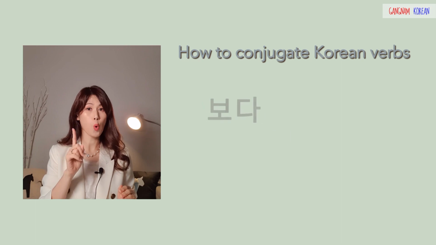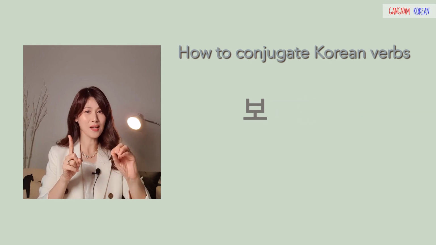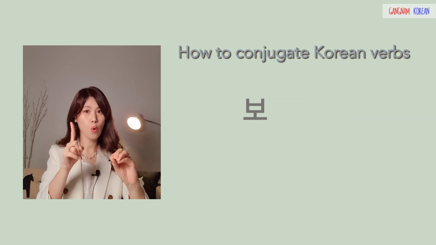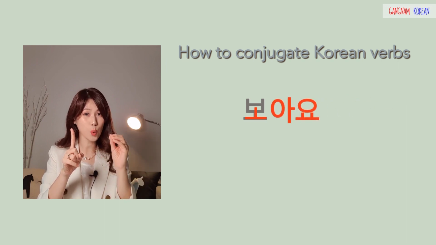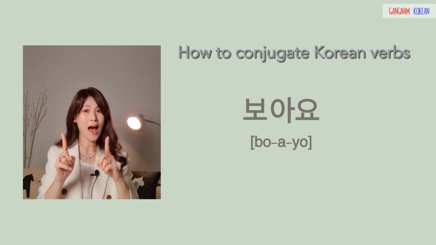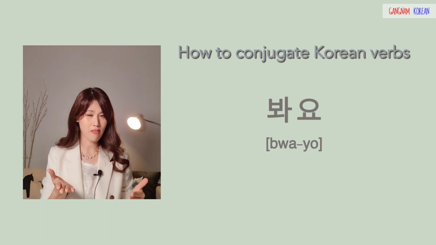How about 보다? 보다 meaning to look or watch. First, remove the 다. What's the verb stem? 보. What is the vowel? 오. Okay, so you need to put 아요. 보아요. But we usually say 봐요 rather than 보아요.